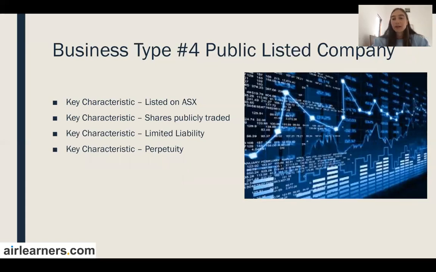So unlike a private company, you don't need the permission of all other shareholders to buy another share or to have another shareholder. And that just makes sense. If there's millions of shareholders, it's ridiculous to need every single person to approve it. Again, because it's a company, there is limited liability because it's a separate legal entity to the shareholders. And again, there's perpetuity. So if one of the million shareholders sells their shares, the company will continue to exist. Again, it's just common sense.